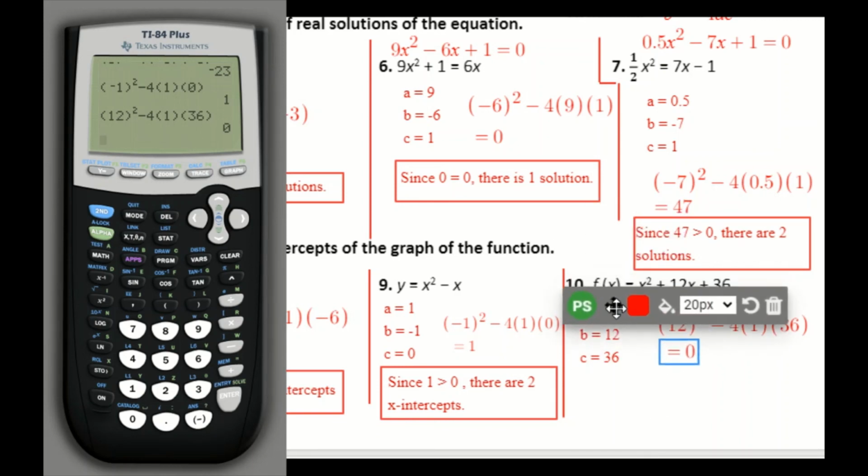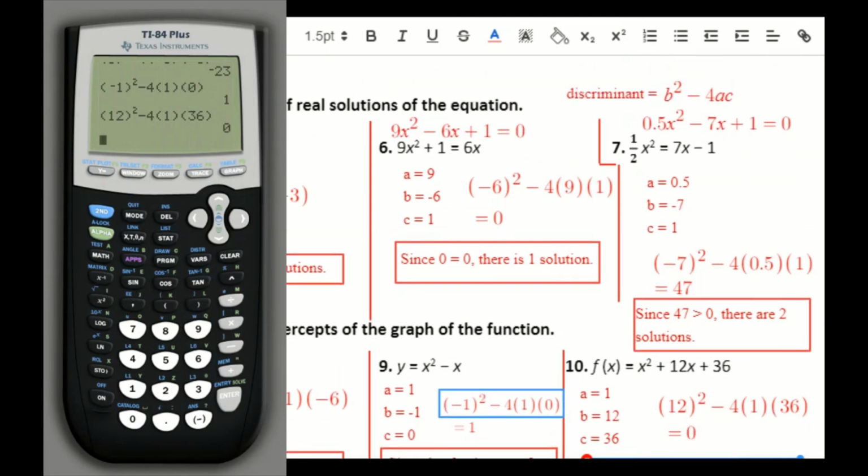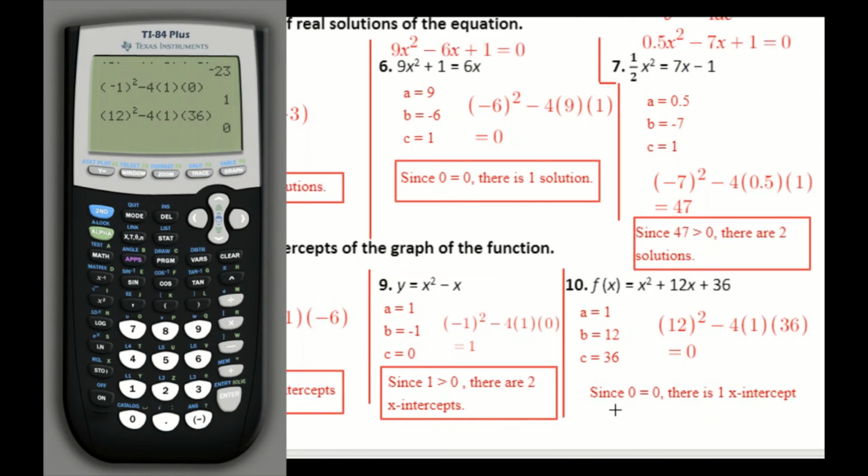And when you get 0 for a discriminant, that means you're going to end up with 1 solution, or 1 x-intercept. So since we got 0 for our discriminant, there is 1 x-intercept. So again, just to sum that up, if your discriminant is positive, you get 2 x-intercepts. If your discriminant is negative, you get no x-intercepts. And if your discriminant is 0, you will have 1 x-intercept.